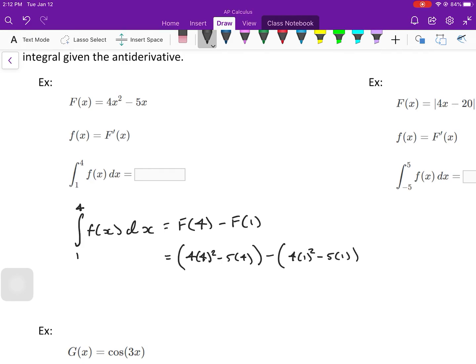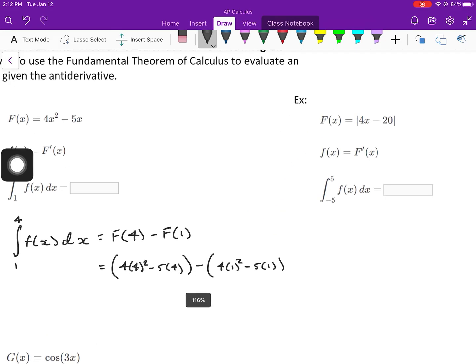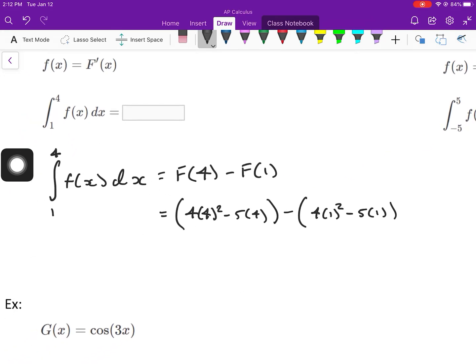So what am I plugging into? I'm plugging into big F here. There's the formula. And where did I get this formula from? Right here, right? Fundamental theorem of calculus. And we just evaluate that.